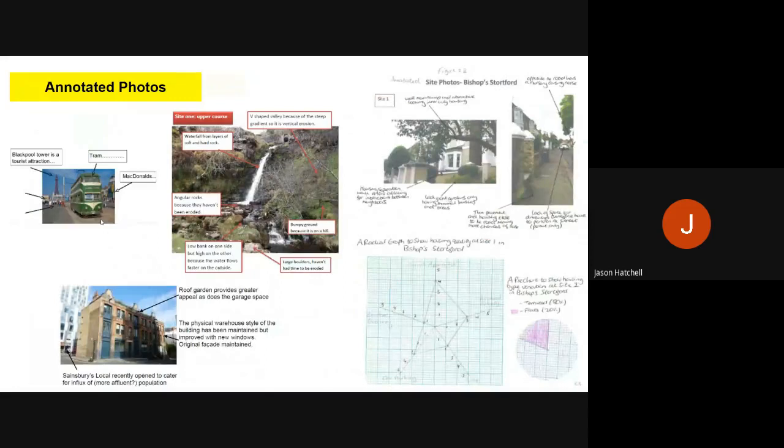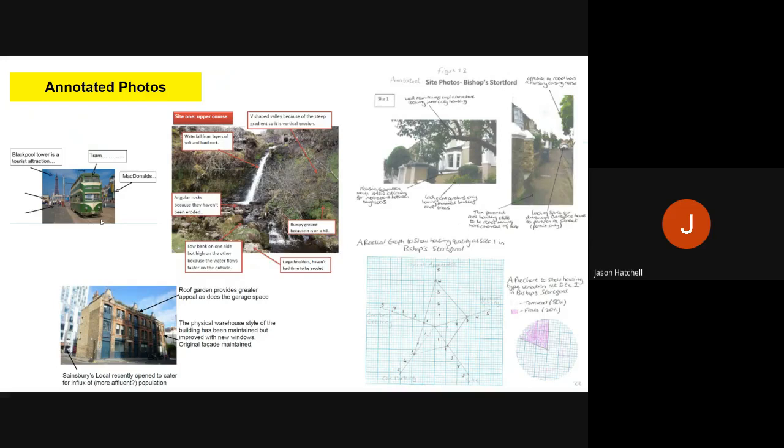Annotate photos. Now, lots of students tend to use these because they're a good visual representation of what they've seen on the day. You can see on the left-hand side here, we've got some examples of some annotated photos. You can do this for both a physical or a human investigation, but the key thing with an annotated photo is that it only becomes useful when you actually properly annotate it, explaining what you are picking out, what you see, and how that relates to your investigation.